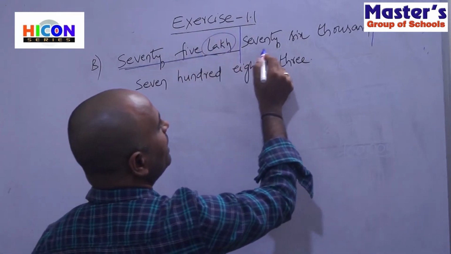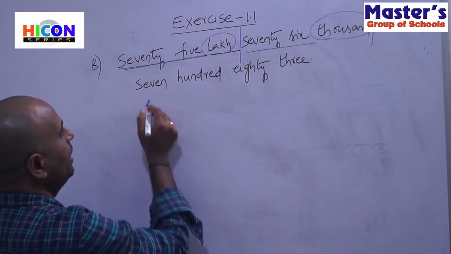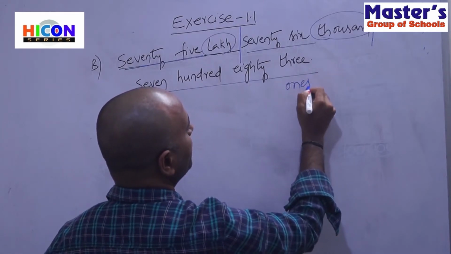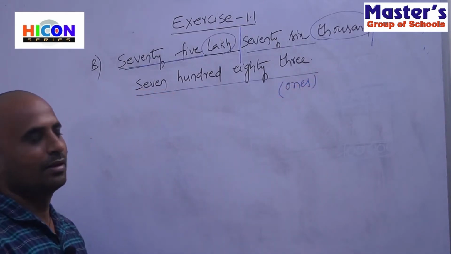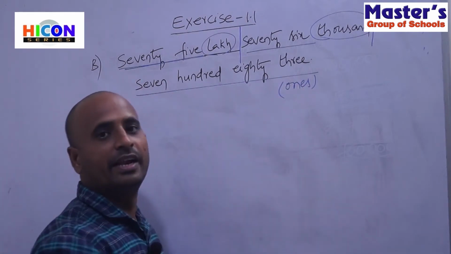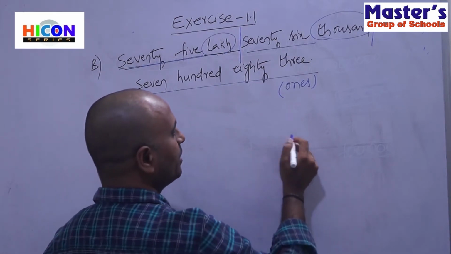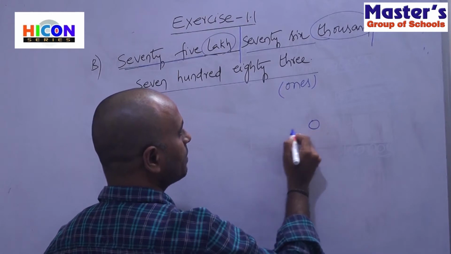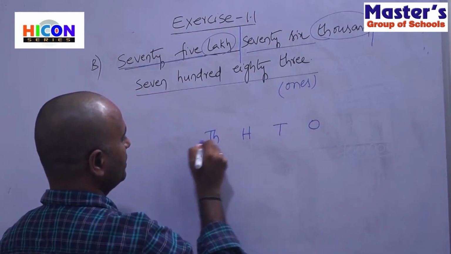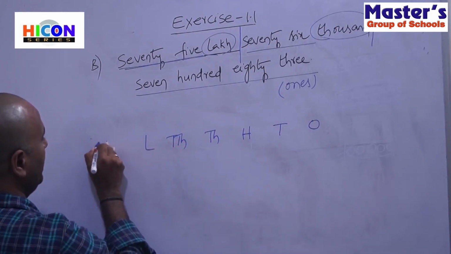Next, 76,000 is thousands period and 783 is ones period. Now draw the place value chart according to Indian system of numeration. In Indian system of numeration, the place values are ones, tens, hundreds, thousands, 10,000s, lakhs, 10 lakhs.